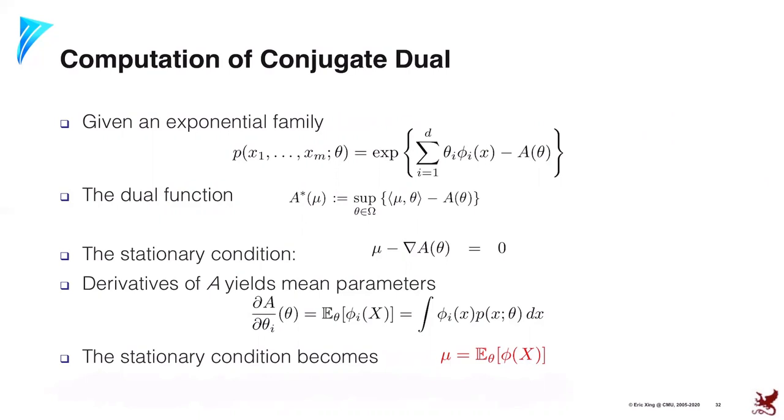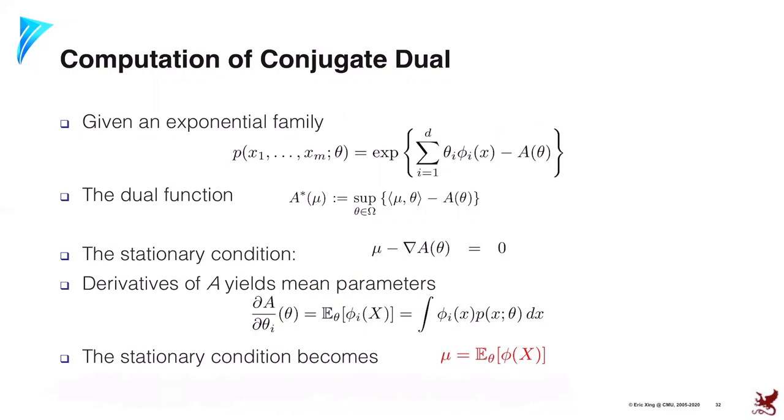like this. And then what we first do is we compute its dual function, and then we get its stationary condition. We should know that the derivative of this A is essentially the mean parameters. Therefore, we can have this stationary condition.